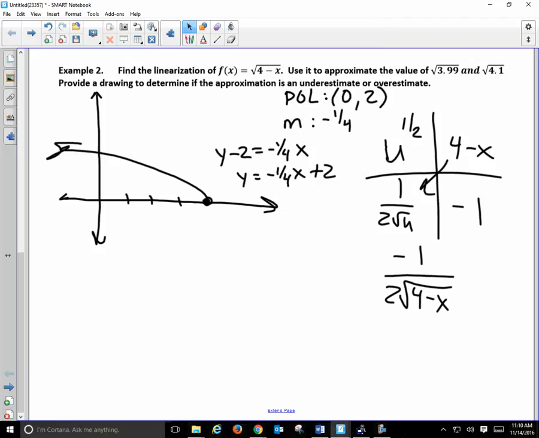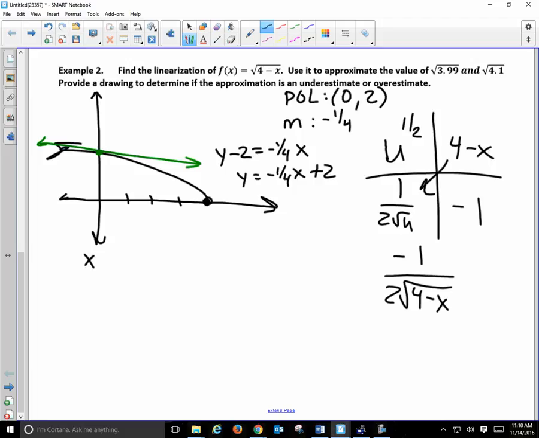I will draw the line that's tangent. Tell me, is the line an overestimation or an underestimation? It's an overestimation. So anything we get as an output for our estimation will be above what it should actually be. Question. Does the line sit above or below the function? Better? Okay.